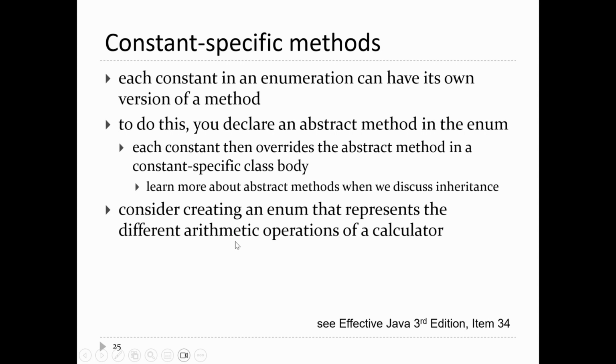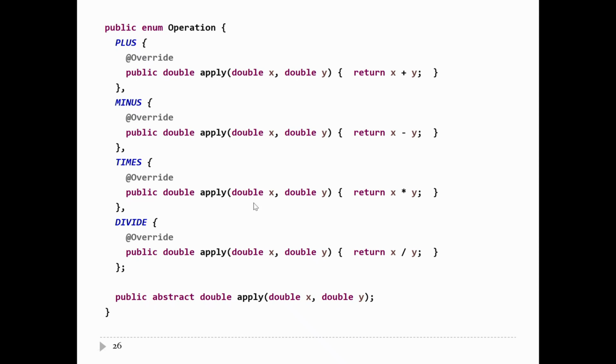So here's an example. I pulled this out of the book Effective Java, that implements a very simple calculator in a few lines of code using enumerations. This is a calculator that can add, subtract, multiply, and divide. So you make an enumeration called Operation that represents addition, subtraction, multiplication, and division. When you add two values, you want to do x plus y. When you subtract two values, you want to do x minus y. Multiply two values, x times y. Divide two values, it's x divided by y.